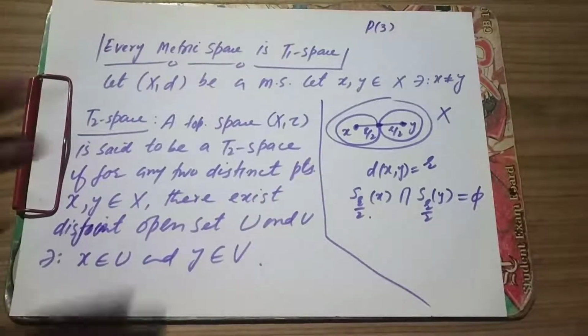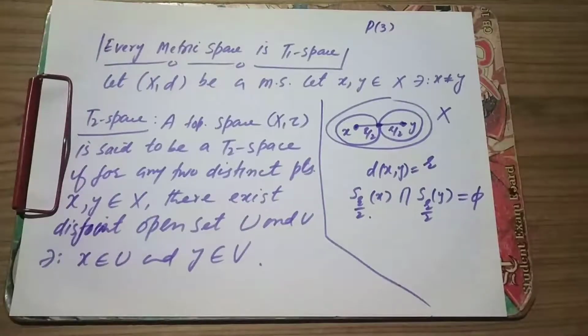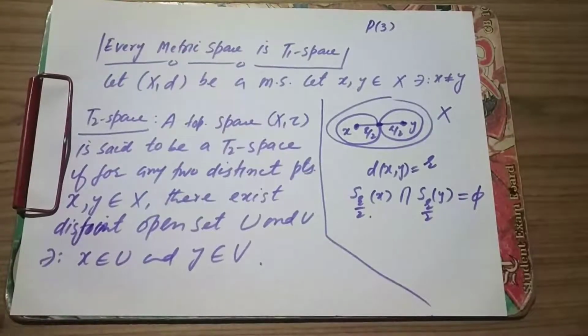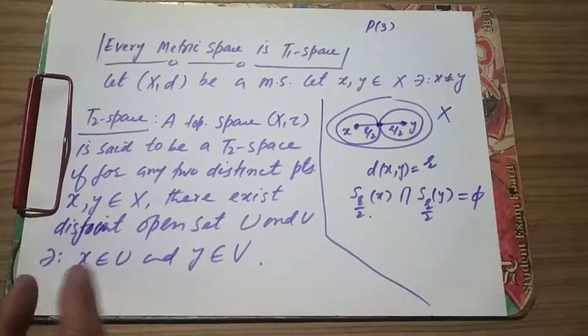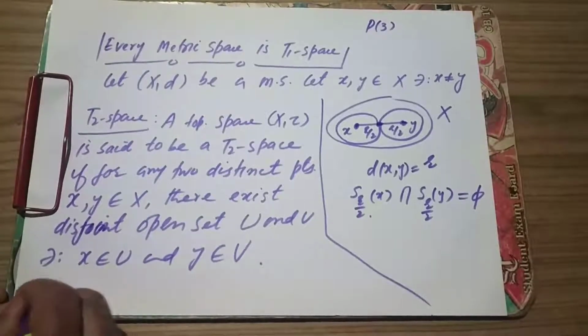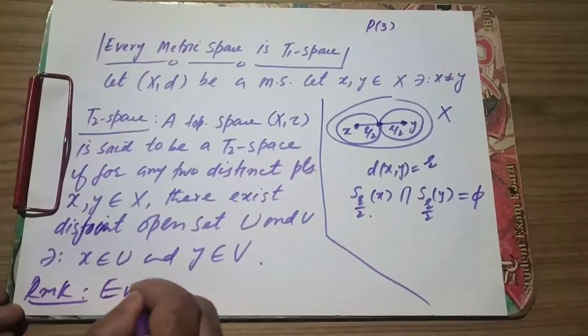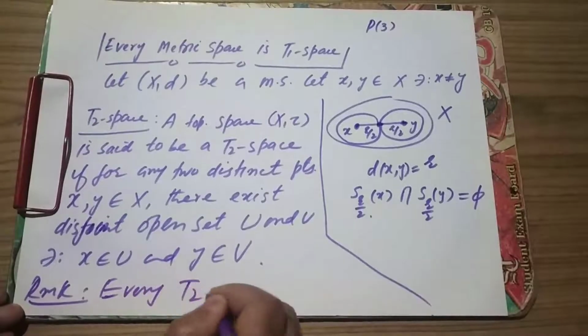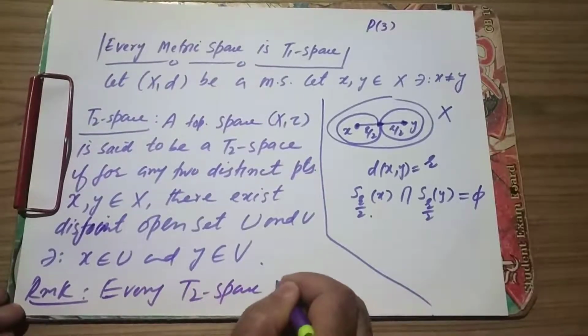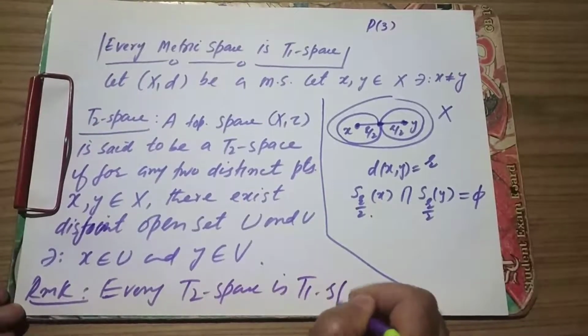So in other words, every T2 space is T1 space, because for any two distinct points x and y, we have two open sets U and V such that x belongs to U but y does not belong to U, and y belongs to V but x is not in V. So we can write it as a remark: every T2 space is T1 space.